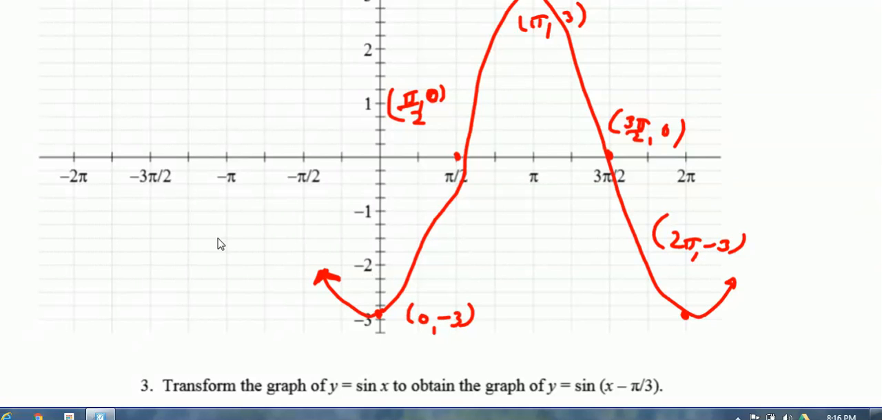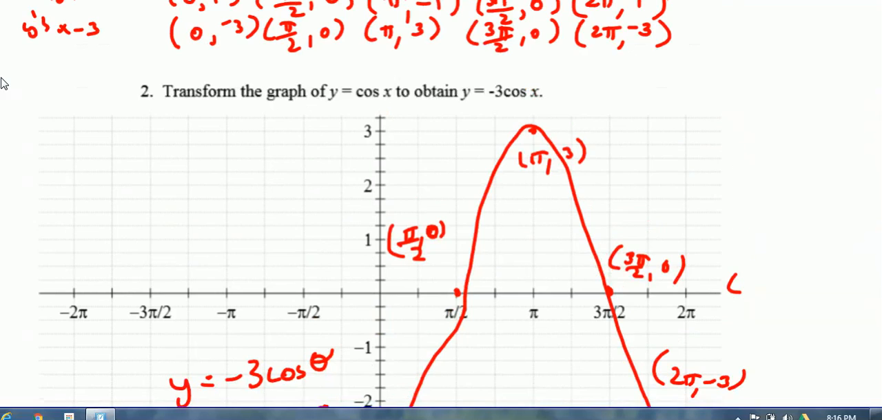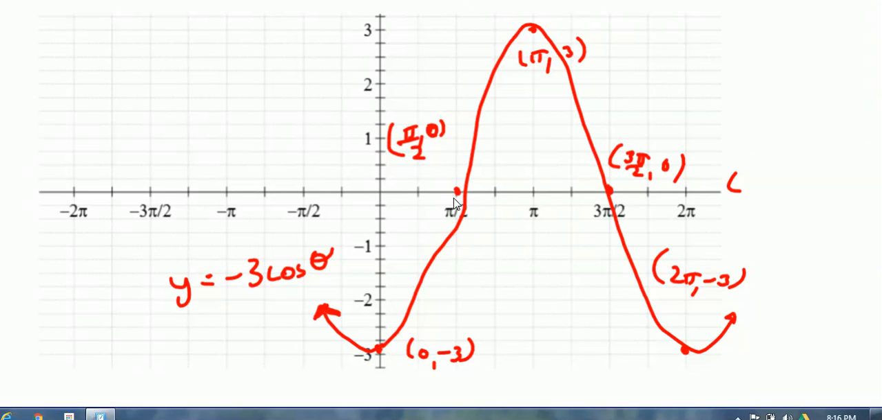So 5 points labeled, y equals negative 3 cos theta, and our axes labeled would be, did it say theta or did it say x? It said x, so I should really just call this x, and call this y. Okay, so this is the same old, right? This is nothing new except for the fact that we've got a different x-axis.